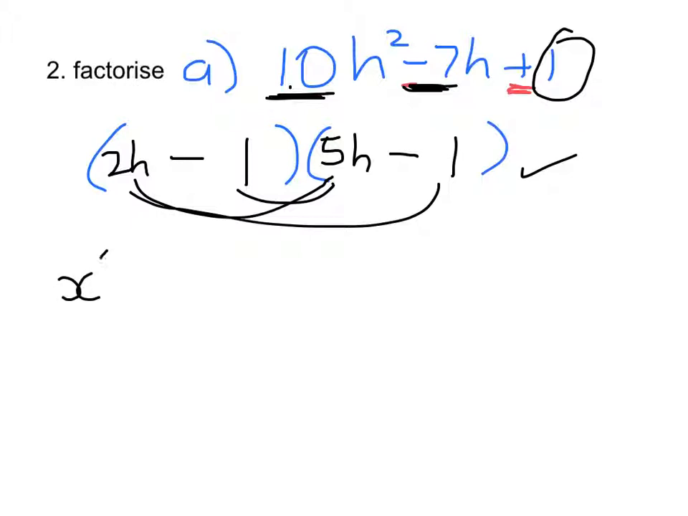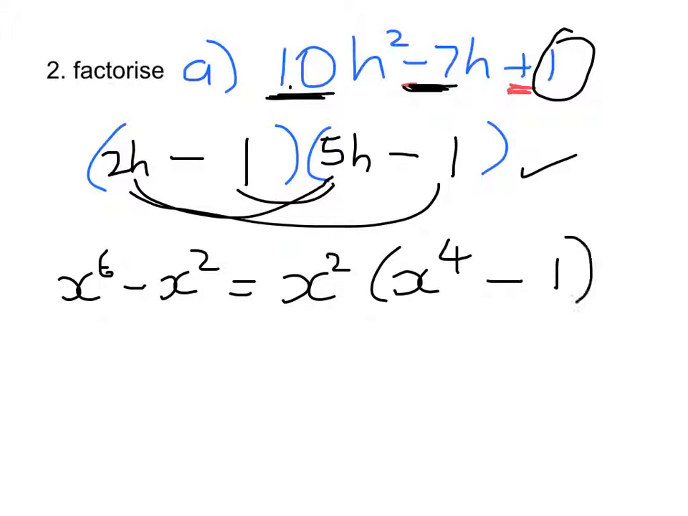Got to be careful with this one. Factorise x to the power of 6 minus x squared. Well, first we take out the common factor of the x squared times (x to the power of 4 minus 1). Just put a line through there, separate question.